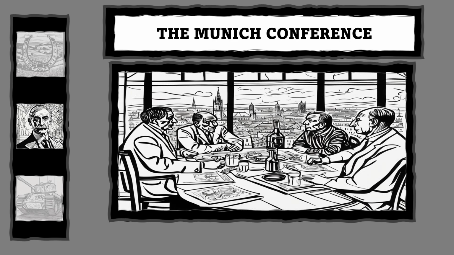A week later, on the 29th of September, there was a much more formal meeting to settle the matter. This took place in Munich and so is known as the Munich Conference. It was not just between Britain and Germany this time, since representatives of Italy and France also attended. Notably, both Czechoslovakia and Russia were not invited to the conference.